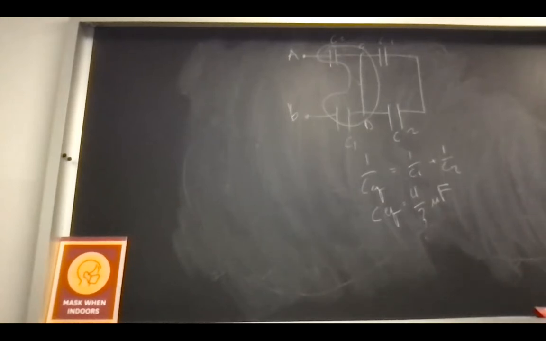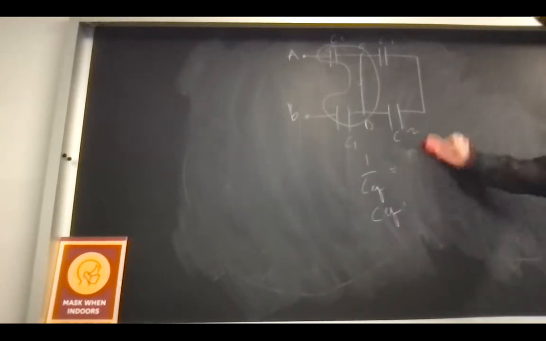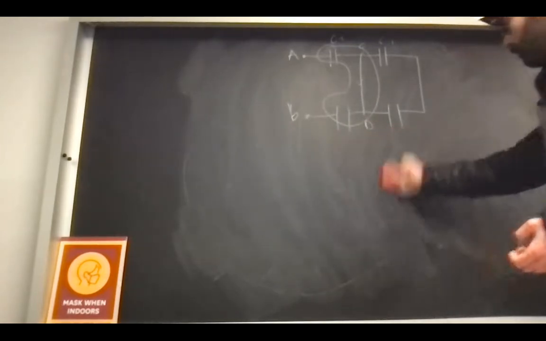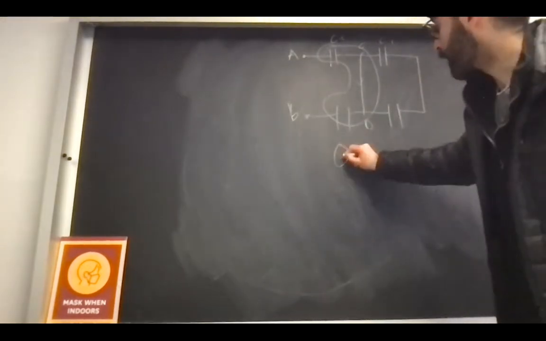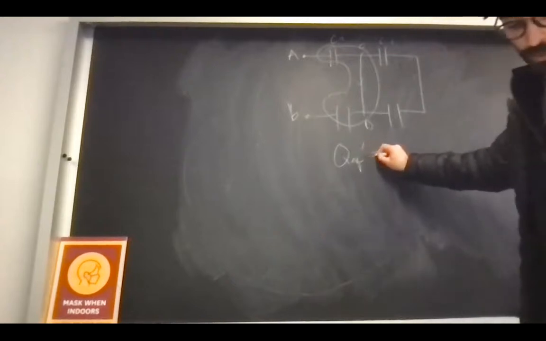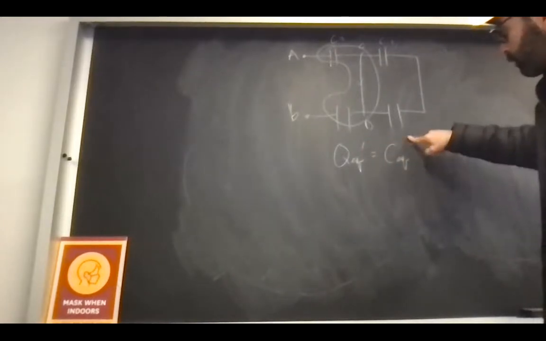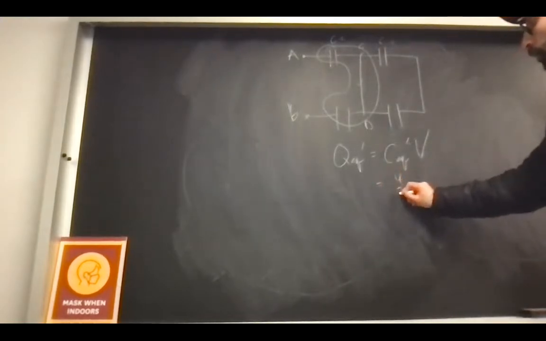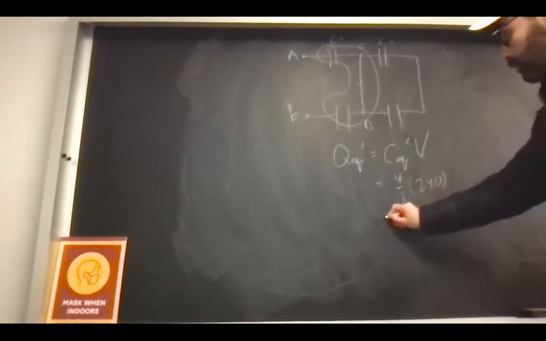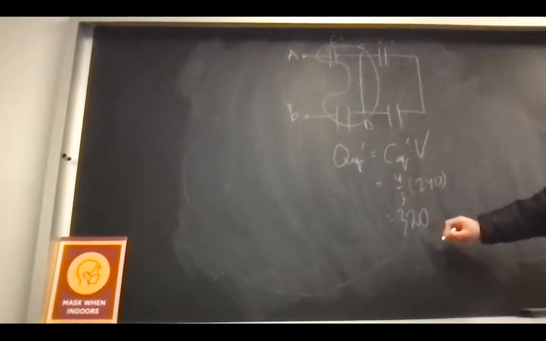Now we're going to be looking for that charge to the left of the switch. So how do we do that? We're going to plug everything into this equation. I'm just going to erase this number of equivalent capacitance, 4 over 3. So that's QEQ prime equals CEQ prime times V. These stay the same. We just solved this as 4 over 3 times 240, and that should come out as 320 microcoulombs.